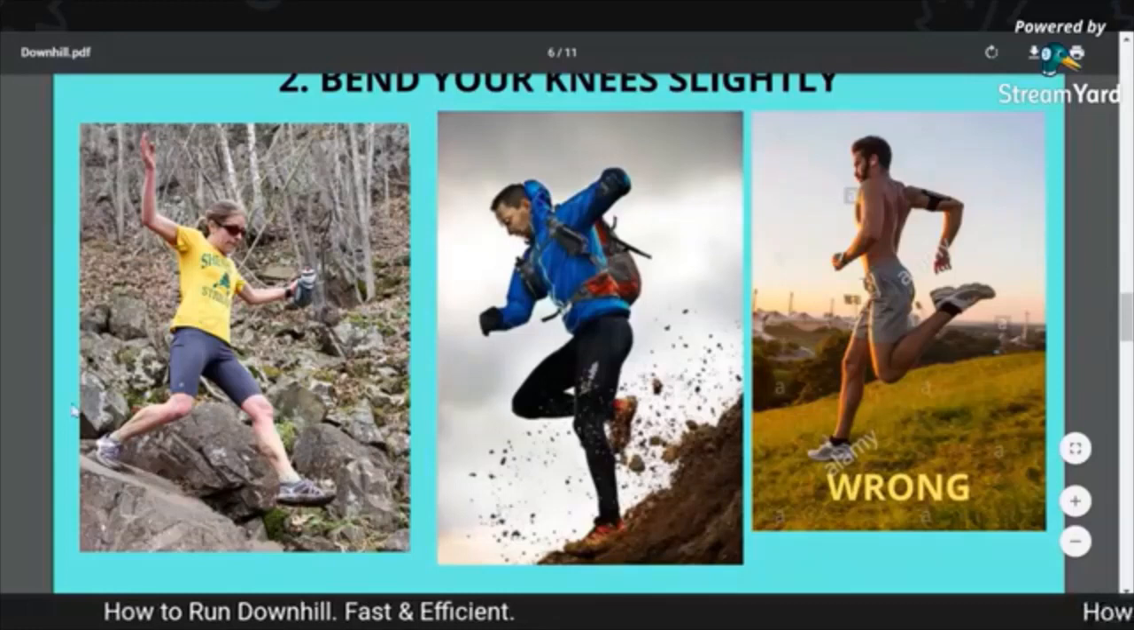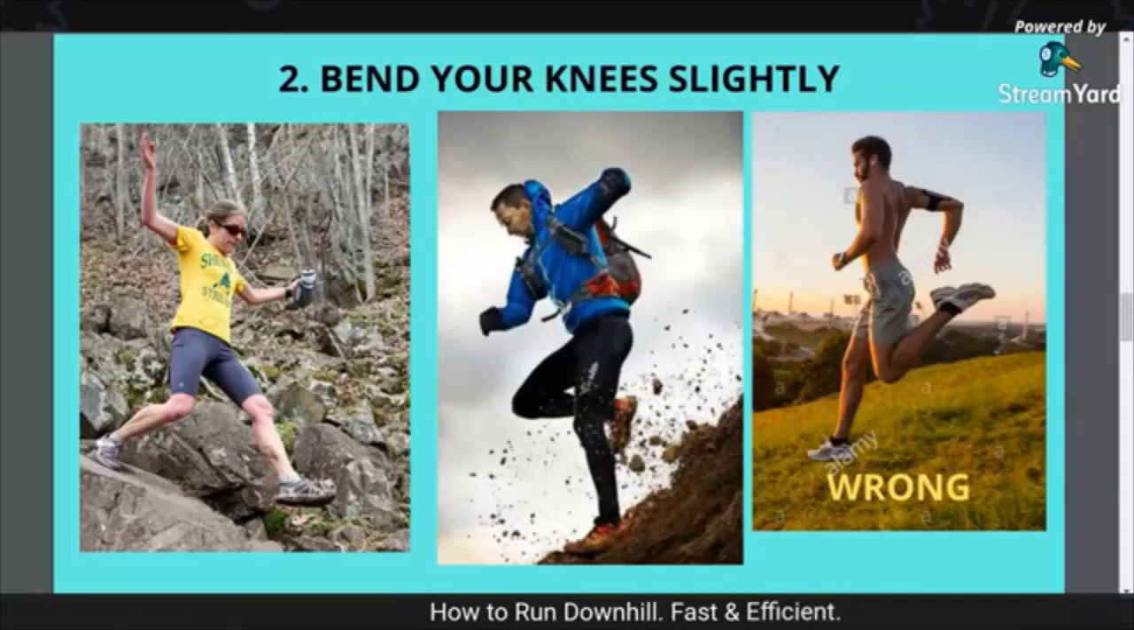So how do you train to run downhill with bent knees? There is a drill. Jeff, I'm going to show a short video, one of the exercises. Let me share.